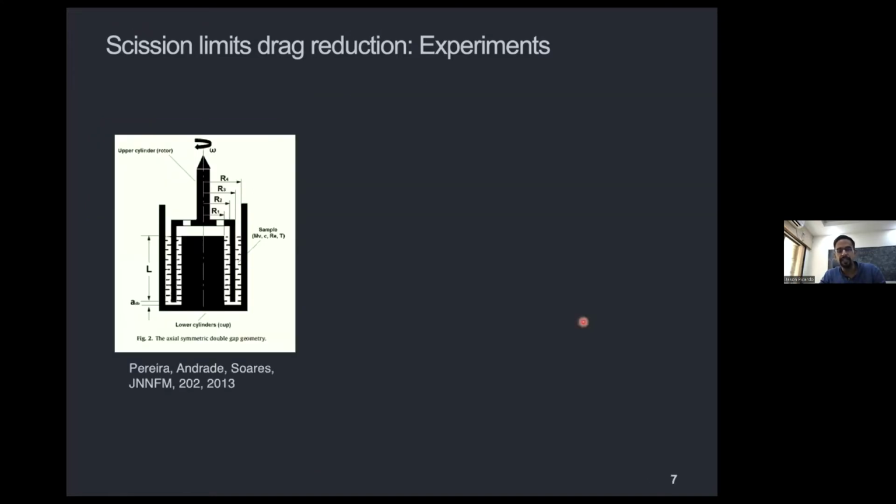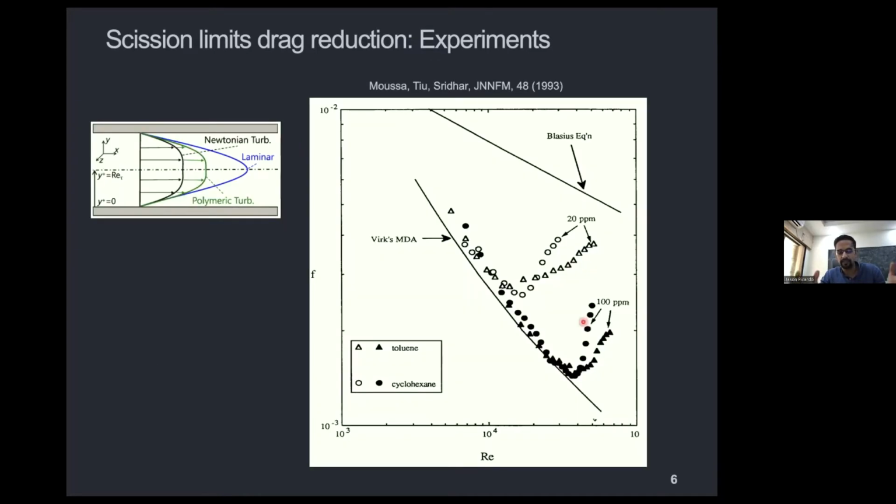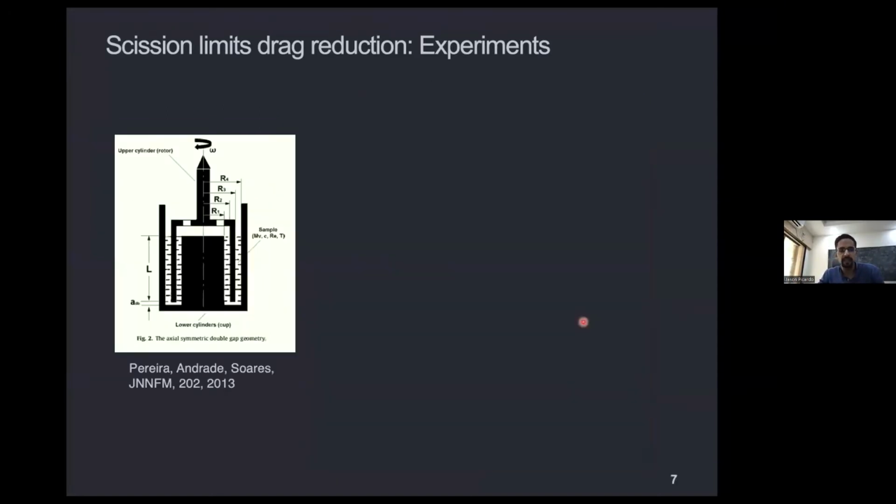Let me show you another experiment. The earlier one was in a pipe where you have, in a sense, a fixed residence time. So for it to break, you really need to go to higher Reynolds number, so you have more strain in a given residence time. But another way of looking at this is you do an experiment where it's a closed experiment, so you can run it for long times.